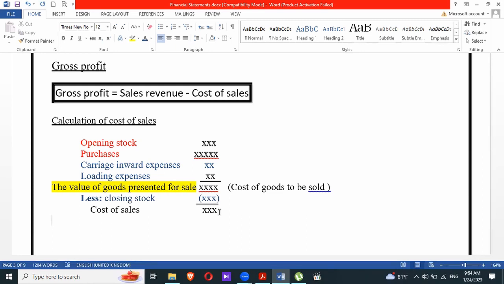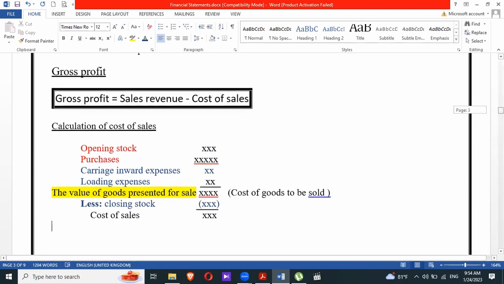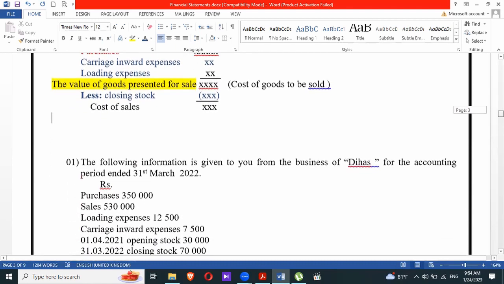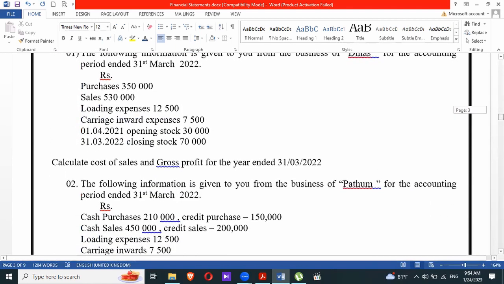Opening stock plus purchases and purchase related expenses, the answer we call cost of goods to be sold. From that, definitely you have to deduct closing stock. Then the answer is equal to cost of sales. Okay, we'll do some calculations so it's easy to understand.